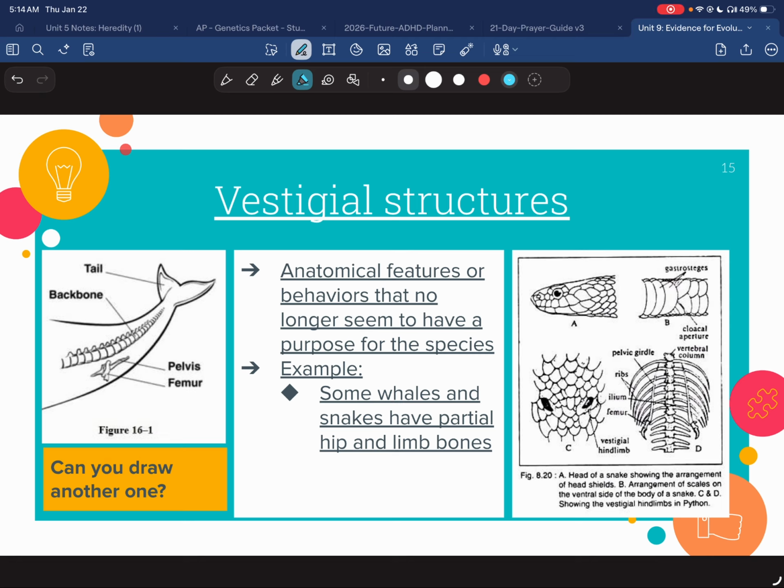It walked on land. And then over time, as it became more accustomed to living in the water, it was able to grow bigger and it was surviving more if it was bigger and it didn't use its legs. And so if you don't use it, you lose it. And so over time, they became just pelvis and femur, just whatever residual bones are left because it's not hurting them to have them, but it's not helping them either.